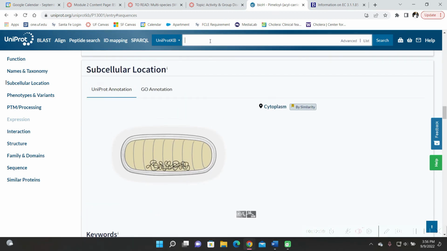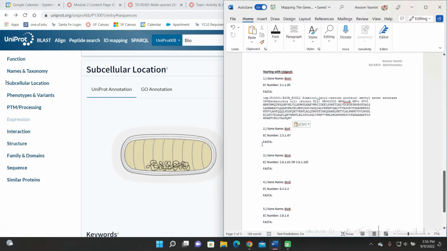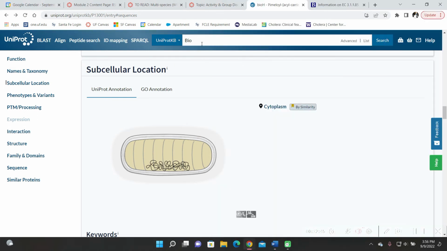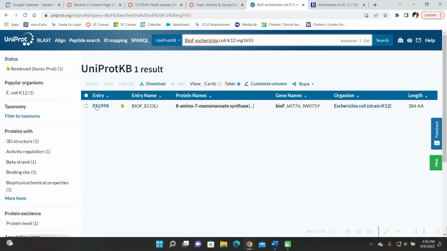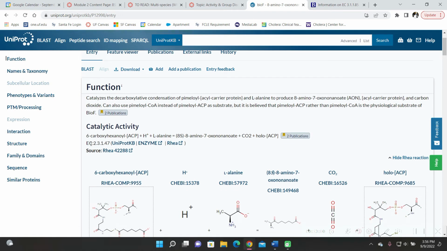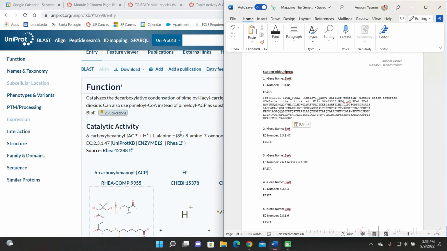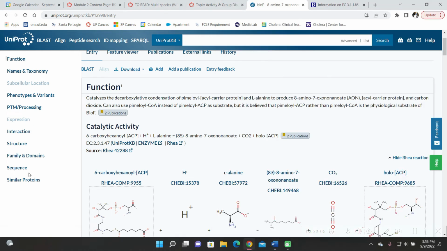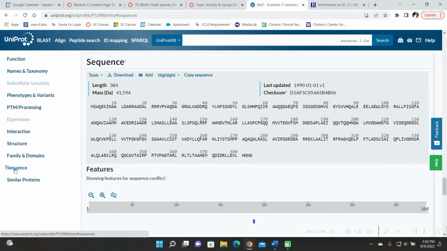And then I searched the gene names along with Escherichia coli K12 MG1655. I could have specifically put the EC number, now that I'm looking back and I am doing this voiceover, but this is practice. I'm seeing how it works. And then once I clicked on the only result, I looked to see if the EC numbers matched, and they did. So then I went directly to the sequence and I copied the FASTA file again.